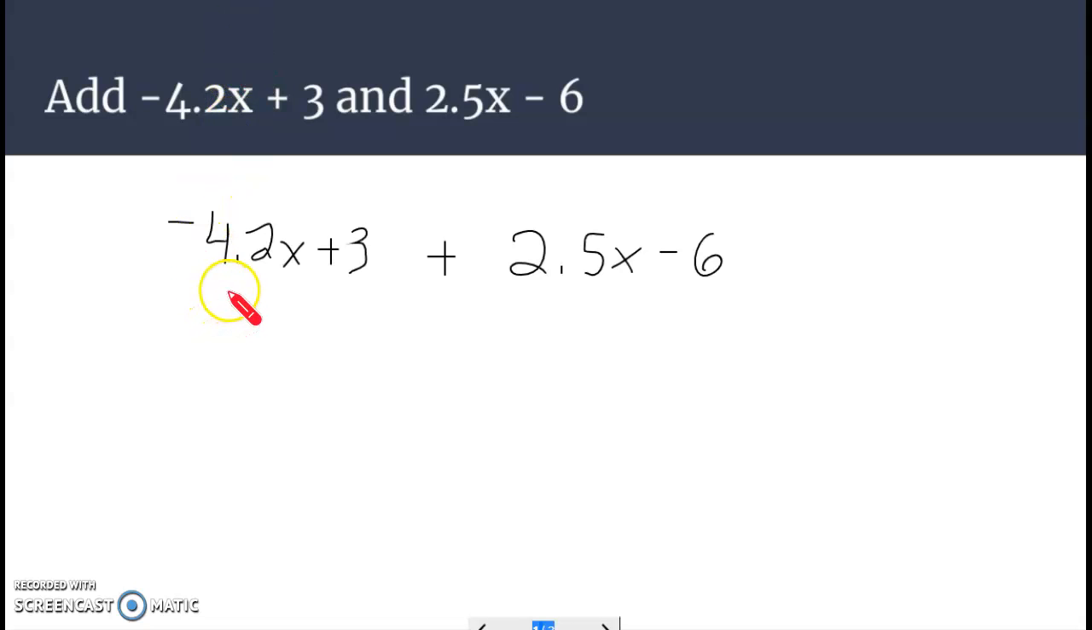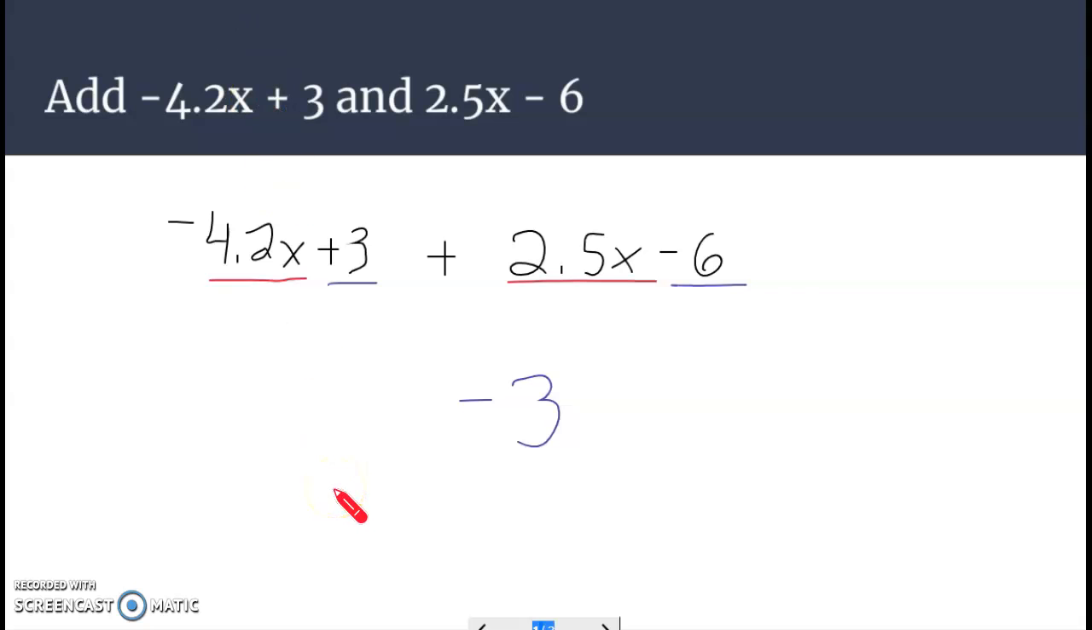Alright, I'm going to point out the like terms. The x's, anything with an x, are like terms: negative 4.2x and positive 2.5x, and then we have a positive 3 and a minus 6. Alright, let's take care of the numbers first. I got a positive 3 and a minus 6. Those come together to make a minus 3. Remember, when the signs are different, subtract the numbers. Keep the sign of the number furthest from 0.